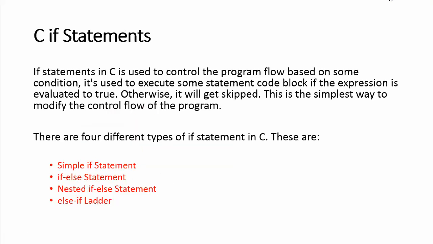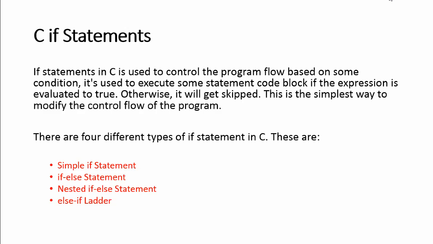Right. So now we are coming to the first statement, see if statements. If statements in C is used to control the program flow based on some condition. It is used to execute some statement code block if the expression is evaluated true. Otherwise, it will get skipped. This is the simplest way to modify the control of a program.